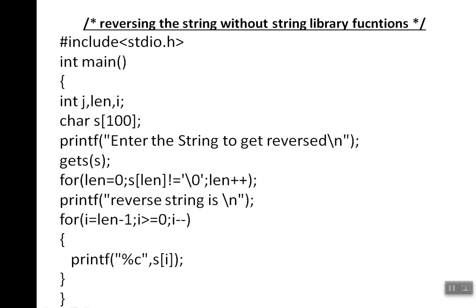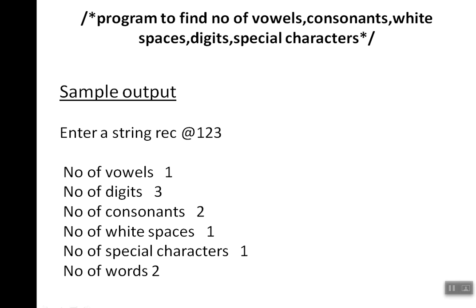So next we'll go with one more example. The last example we will take is a general string application. For example, I want you to write a program to find the number of vowels, consonants, white spaces, digits and special characters in a string. For example, if my input is REC at space at 1, 2, 3. See how many digits we have? 3. The number of vowels is 1, right? Because we only have E. The number of digits is 3.